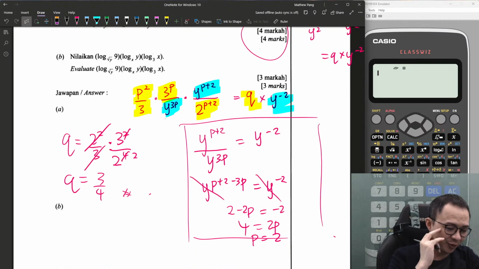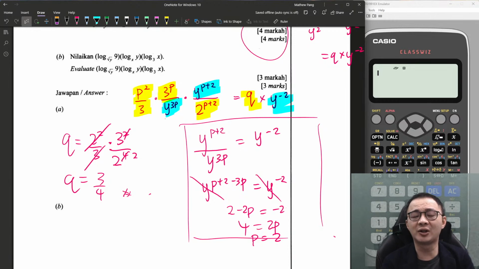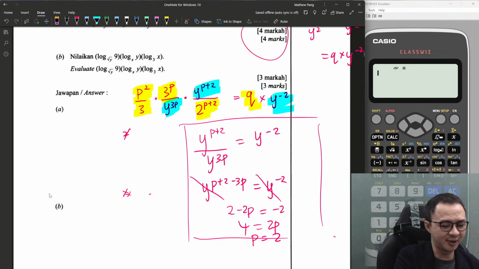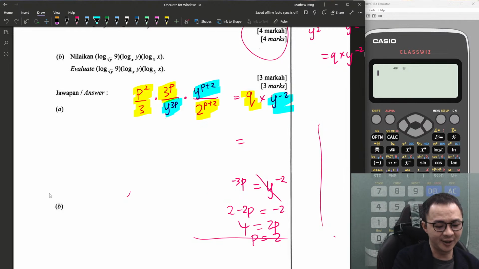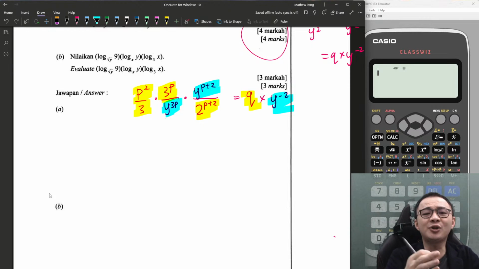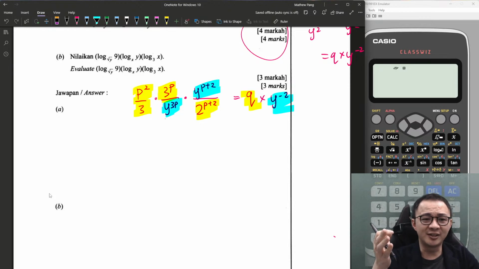Let's have a look at Question B. Log question. This kind of log question is quite common in past year papers. In fact, I believe you should see something similar to this if you did any model paper or past year paper. So what you need to do is decide what base you want for this log here.